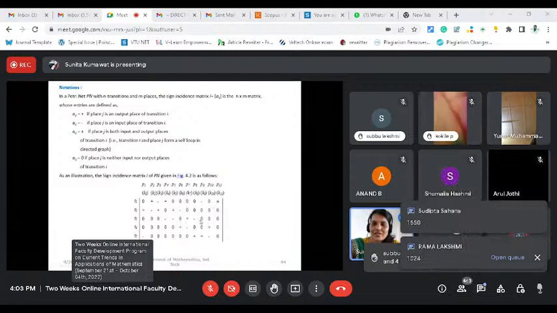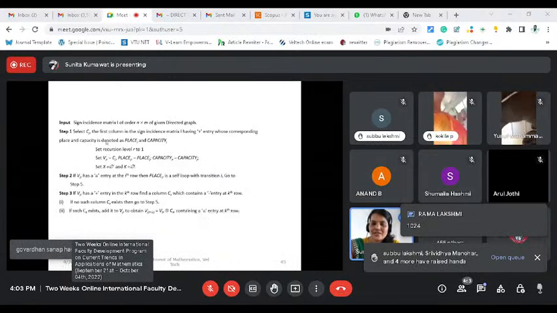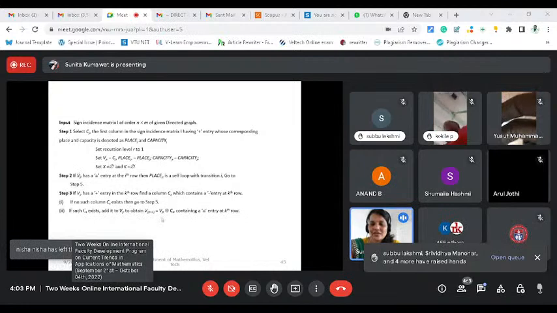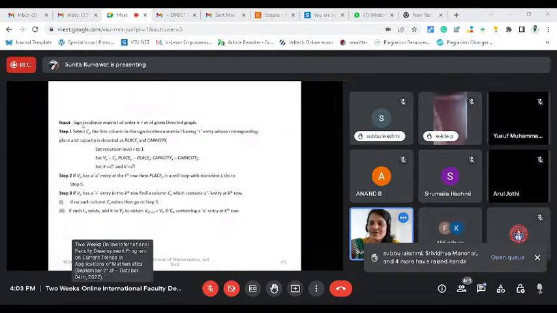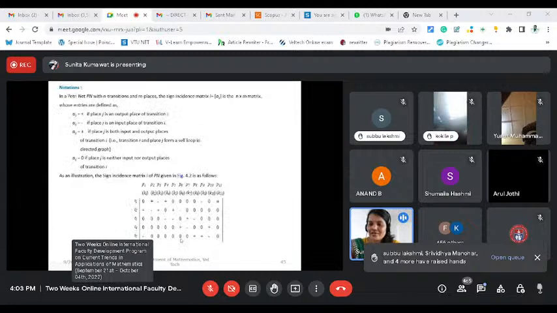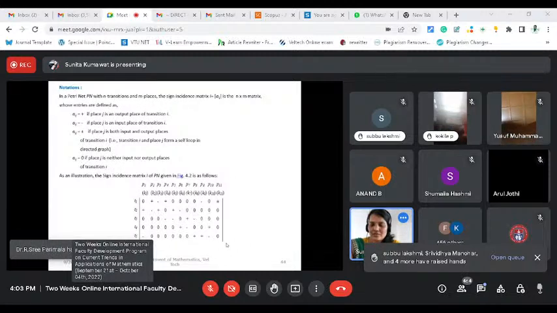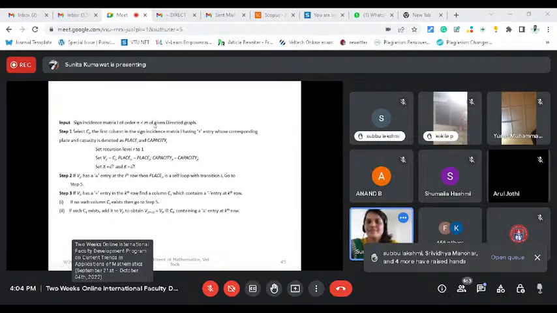After calculating so many applications, here I'm just showing one algorithm which calculates the different length cycles and Hamiltonian cycles for the given graph. So what we need is to input the sign incidence matrix of order n cross m of the given directed graph. Here the order is 5 cross 11, because the number of transitions is 5 and the number of places is 11, since these represent the edges and these represent the vertices. So this is the n cross m sign incidence matrix.